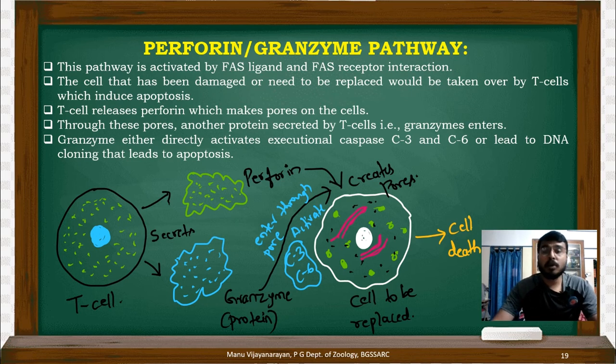This is one more pathway where the old cells or the aged cells in the body can be easily eliminated. The name of this pathway is given just because the components perforin and granzyme are secreted by the T cells that are present in the body.